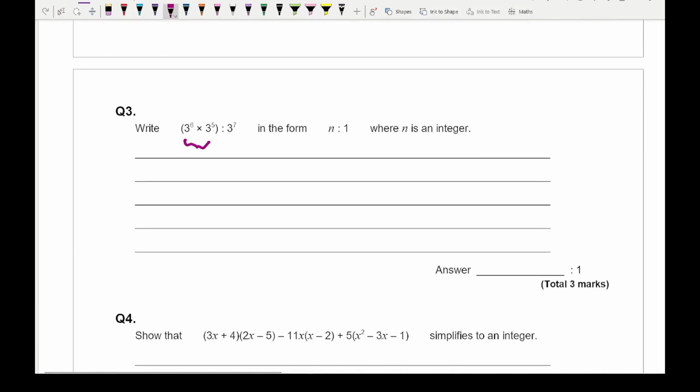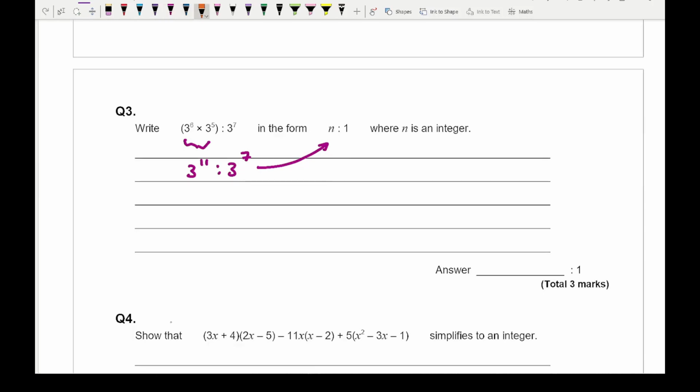So here we've got 3 to the power 6 multiplied by 3 to the power 5. So what do we do when we're multiplying? We add the powers. So that's going to be 3 to the power of 11 to 3 to the power of 7. Now for this you may think, well, do we just take away the powers? But that's not going to be the case, because what we need to do is compare this to this ratio in which we want to try and get 1 as our second part.